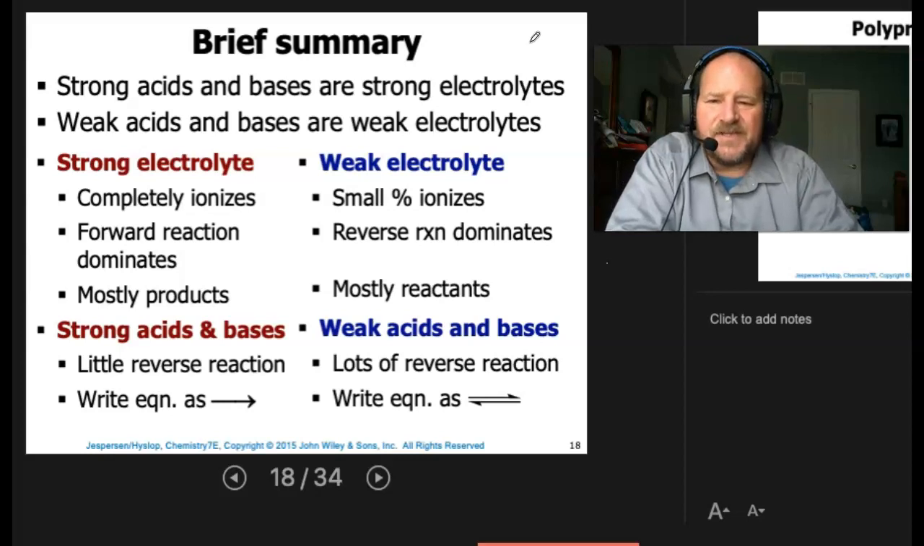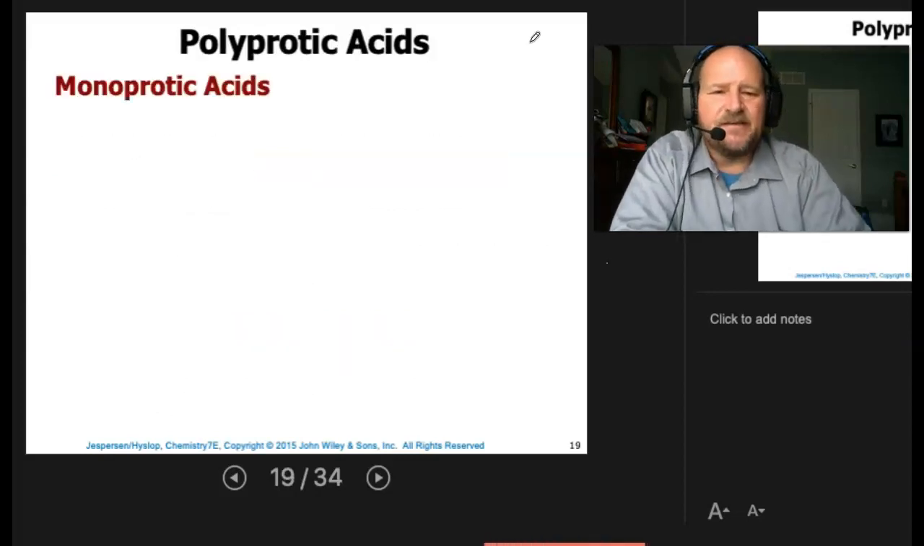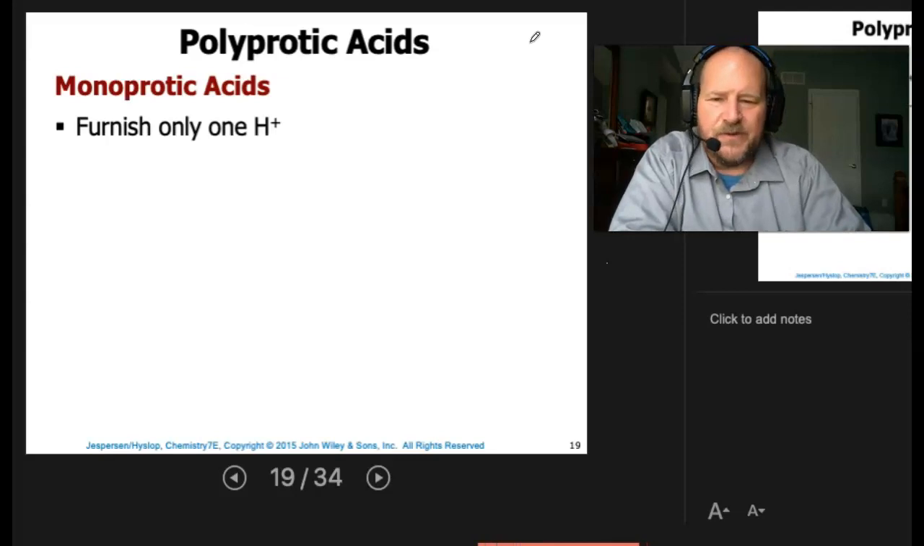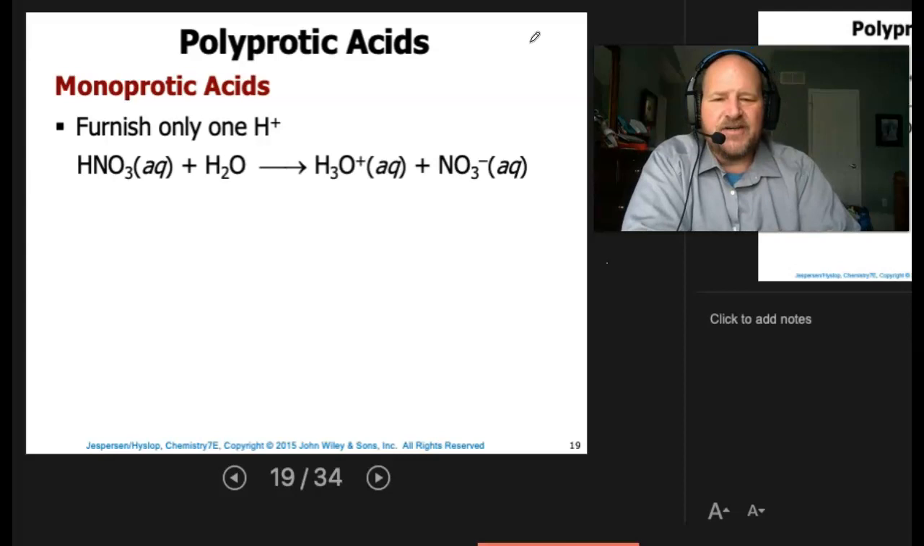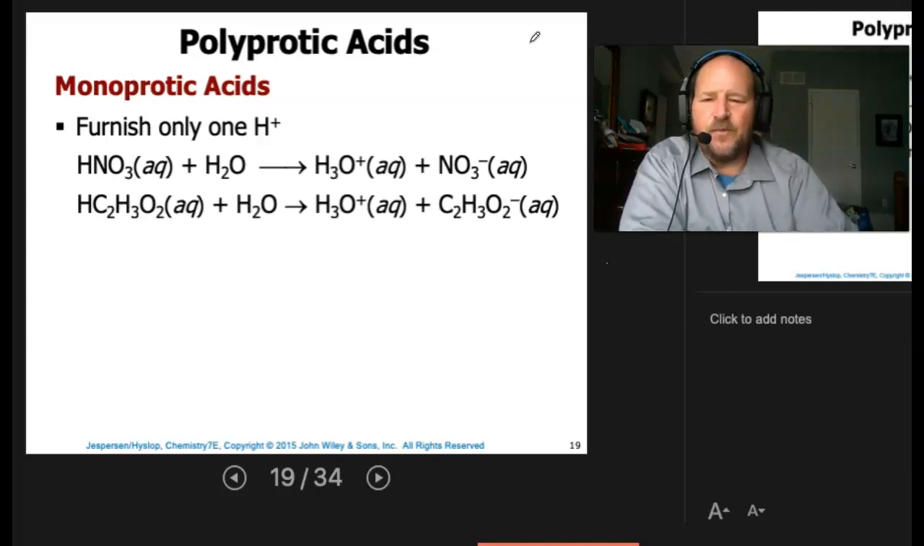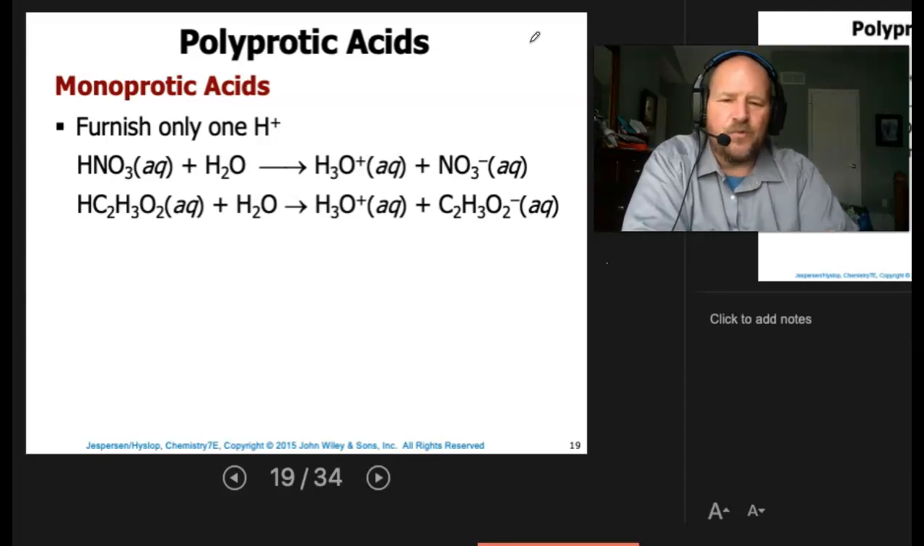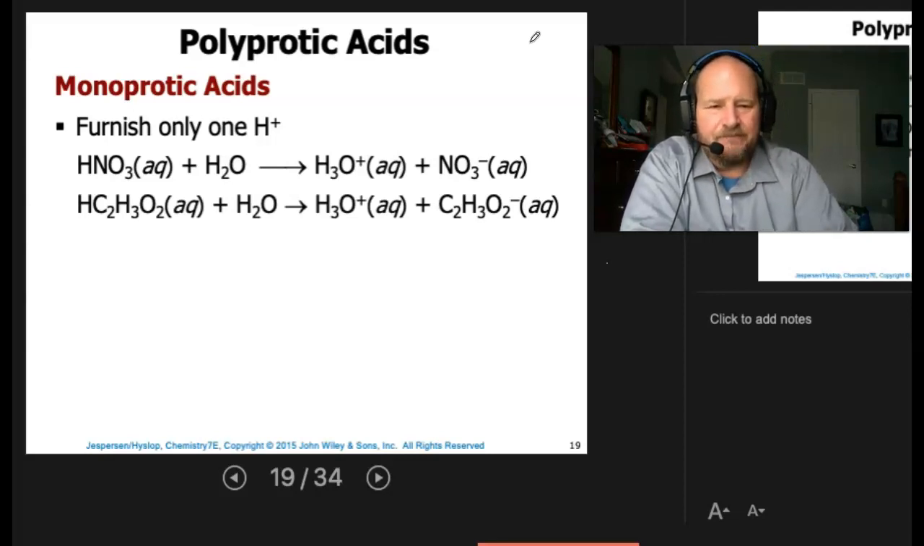All right, next up is going to be polyprotic acids. So monoprotic acids are what we've been doing. They only furnish us one H+. So if I take that strong nitric acid and I add water, I get one hydronium ion. If I take one weak acid, I add water, I get one hydronium.